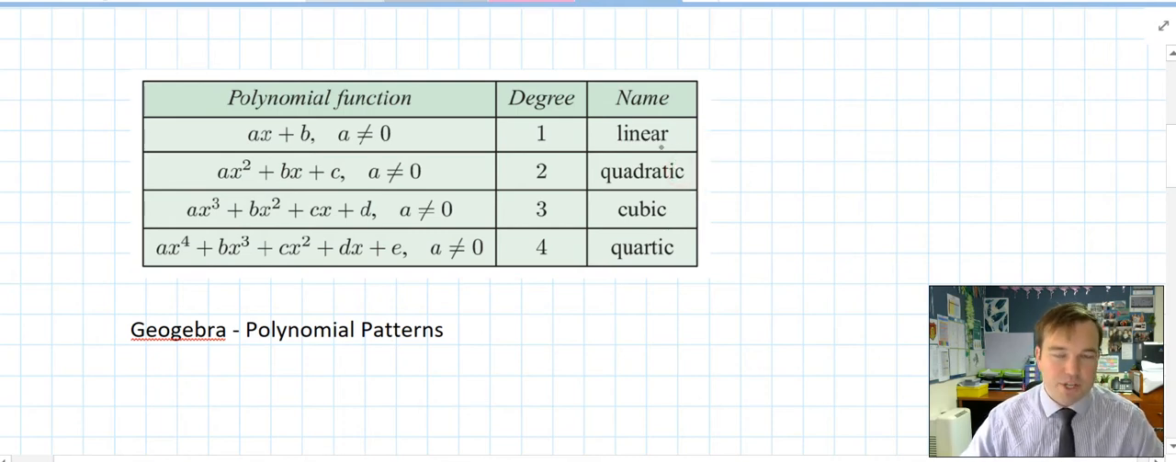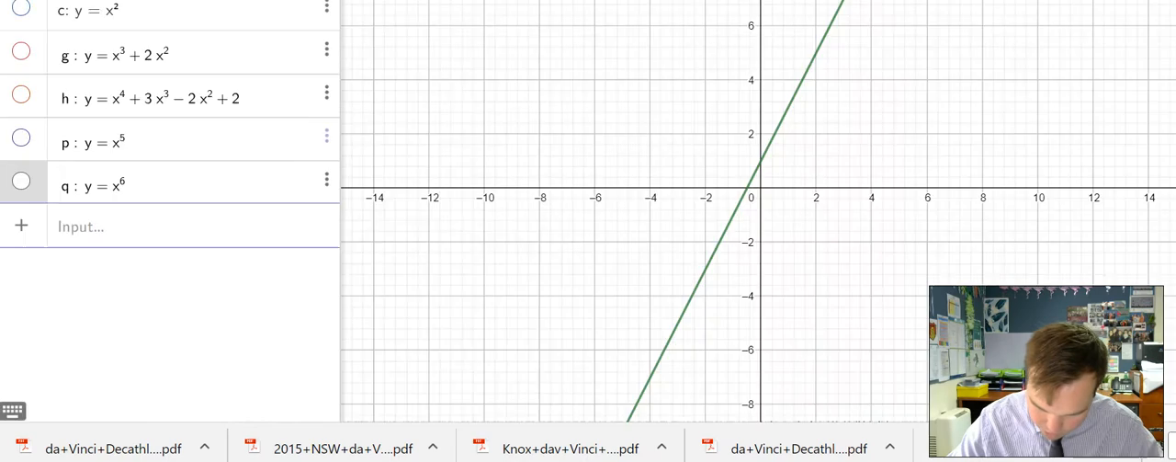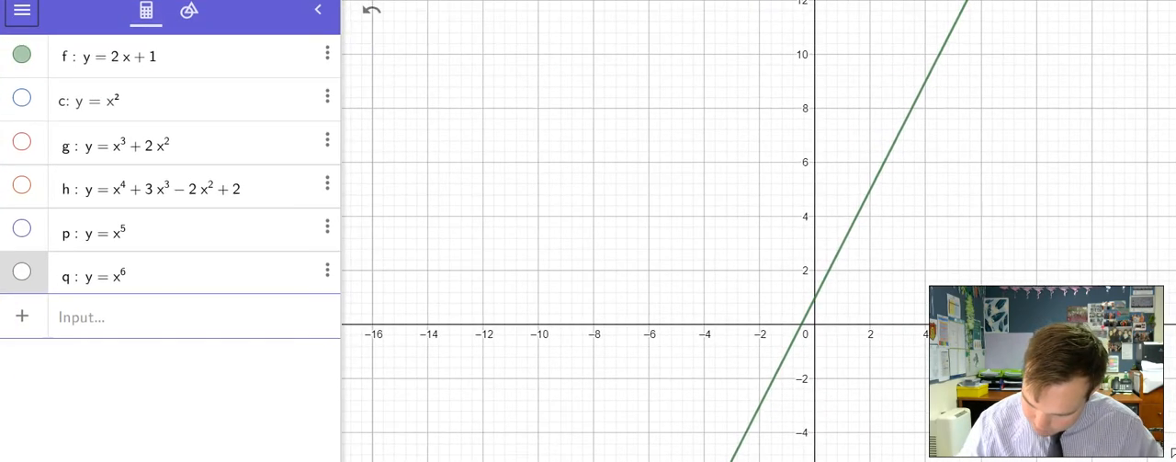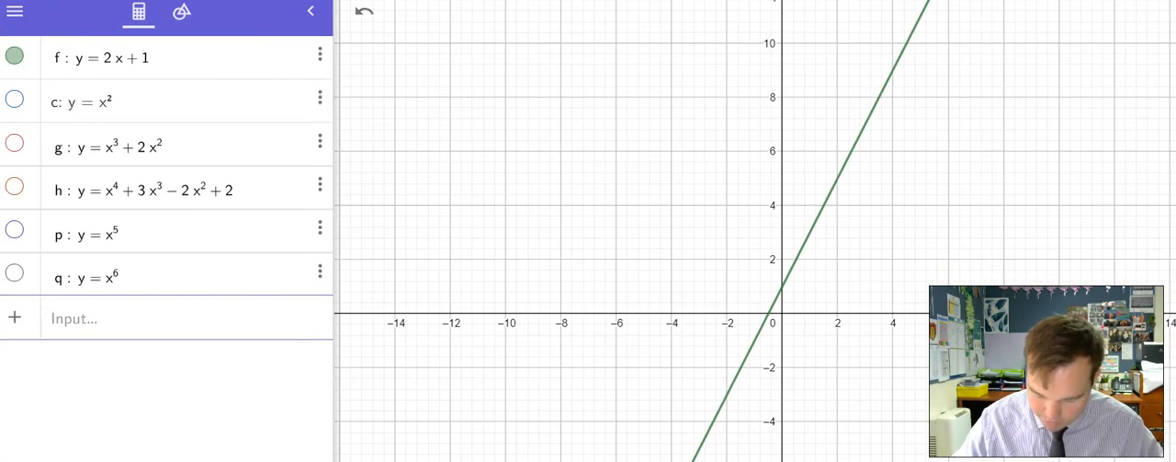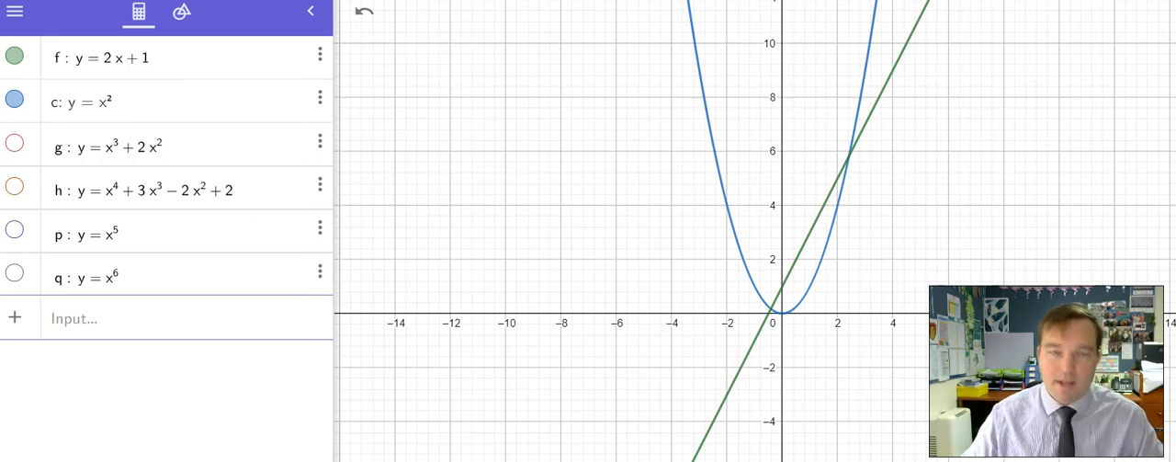Although it can be useful to generalize beyond this. So, looking at GeoGebra, this here is a linear, 2x plus 1. You've seen linears before. Now note, linear has a power of 1, which is an odd power, and it goes from down here to up there. I hope you can see my cursor. Now look at x squared. x squared is an even power, up to up.